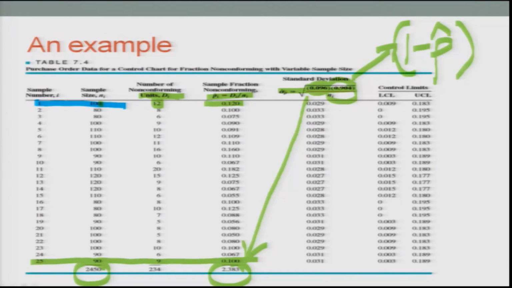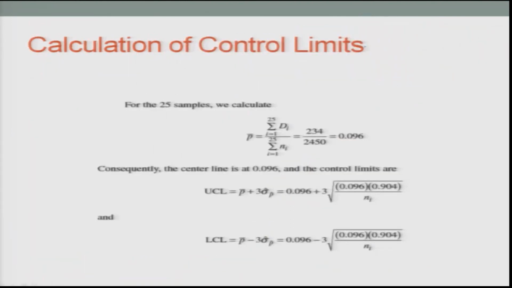So, I should remove the highlighter, go to the sketch, and use the sketch pen. Basically it will be p bar plus for the upper control limit and minus for the lower control limit. This 3 value would come because you want that level of confidence, and this would be the square root of p bar into 1 minus p bar by ni, and you will do the calculations accordingly. Now, here is the calculation.